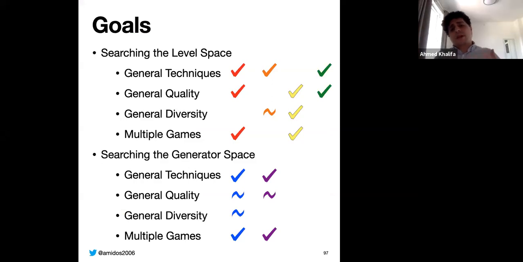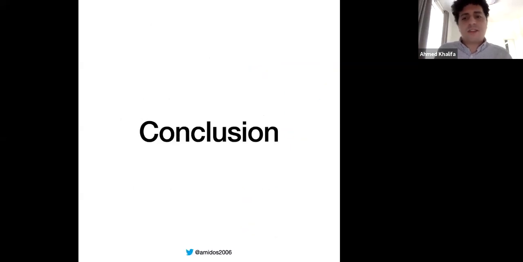Okay, looking back at our goals, we introduced a different technique for searching the generator space. We didn't have general quality, we have just quality, similar to the one for the neural network, and we applied it on multiple different games. I think I've been ranting enough, so let's just wrap it up right now.